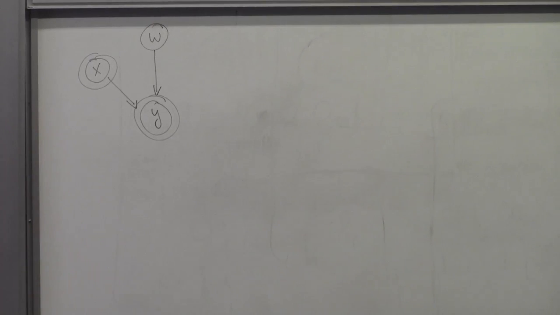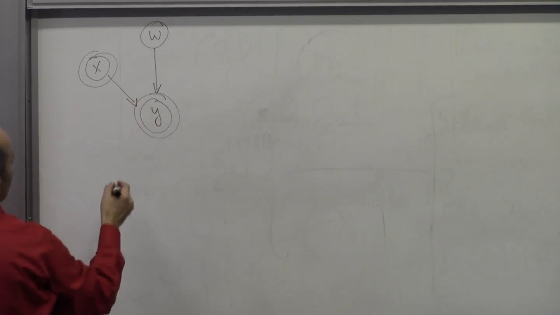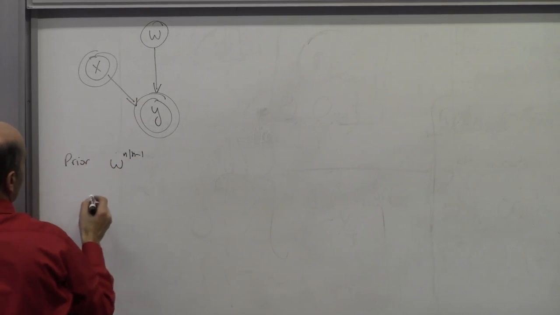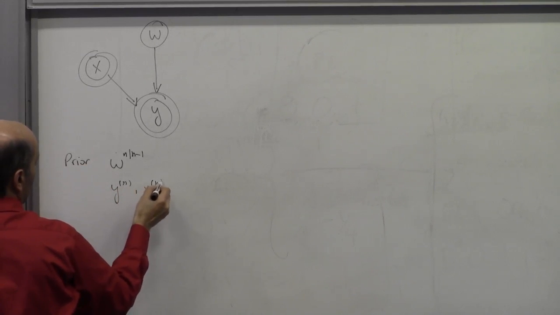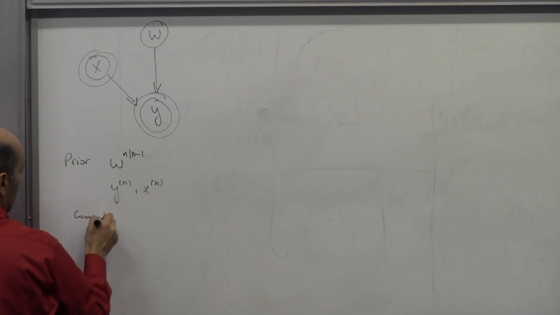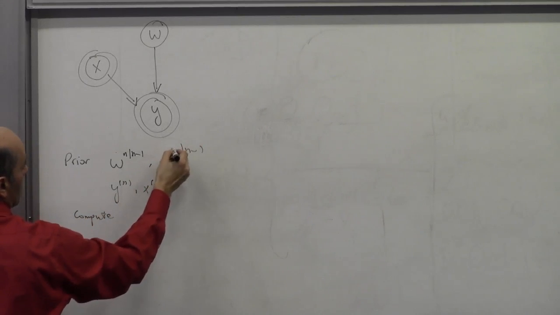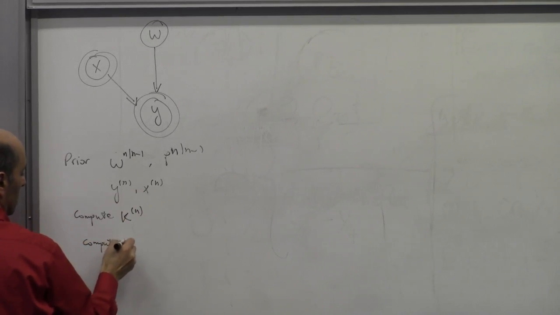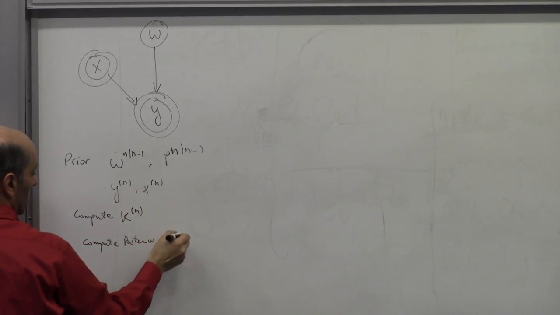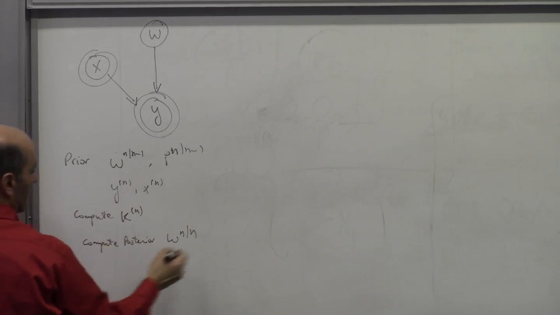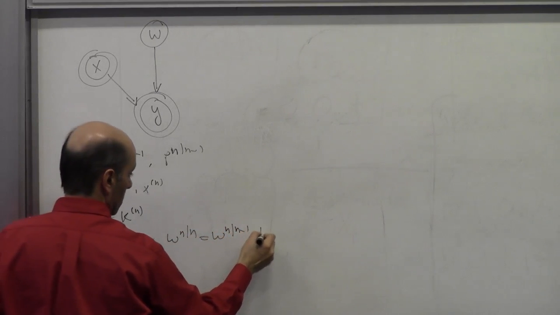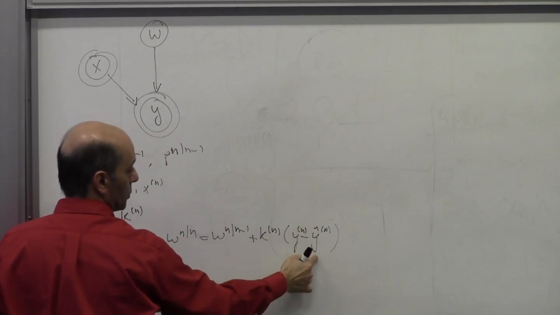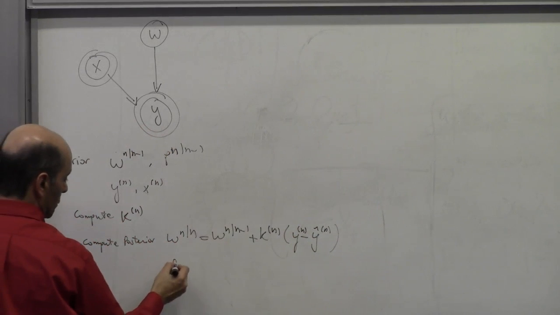And on any given trial, you form your prior. I have my prior belief, W of n given n minus 1. This is my prior. I make my measurement, y of n, x of n. I compute, I also have P of n given n minus 1. I compute my K of n. I form my posterior, W of n given n, from K. The difference between my prediction and my observation. And then I also form my posterior P of n given n.